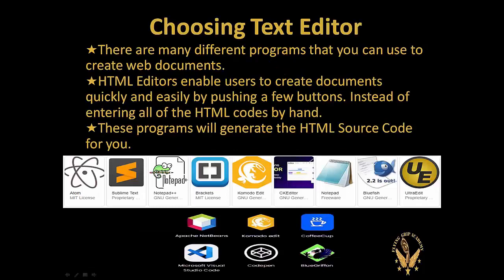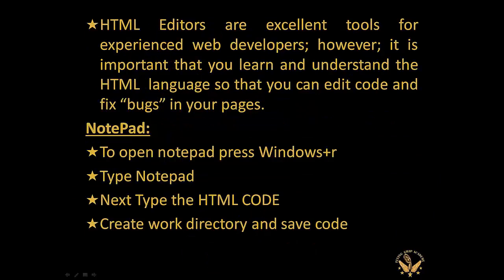Now we have chosen our text editor, which is Notepad. Instead of using Notepad, you can use Atom, Sublime Text, Notepad++, Brackets, Komodo Edit, CK Editor, Bluefish, Ultra Editor, Apache NetBeans, Microsoft Visual Studio Code, CodePen, and Blue Griffon. The most popularly used editors are Notepad and Microsoft Visual Studio Code, which we will discuss later in the next session. I will prepare a video on how to use Microsoft Visual Studio Code.